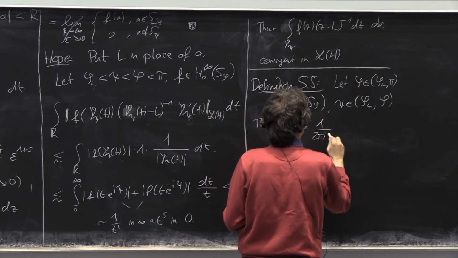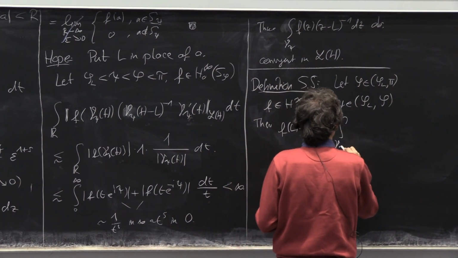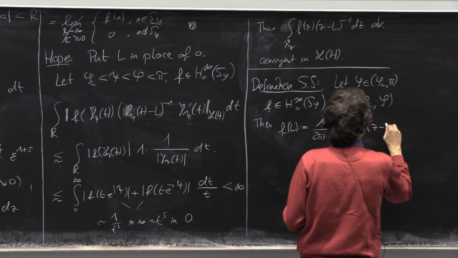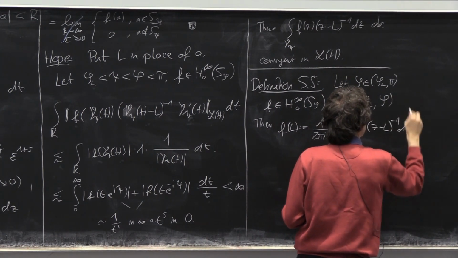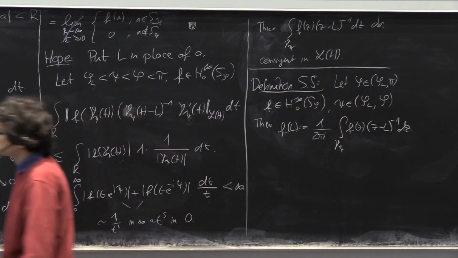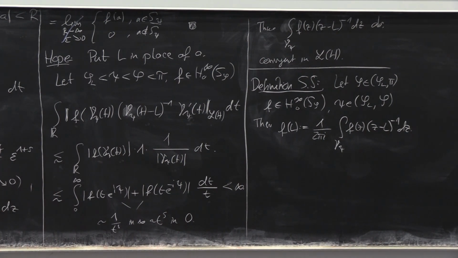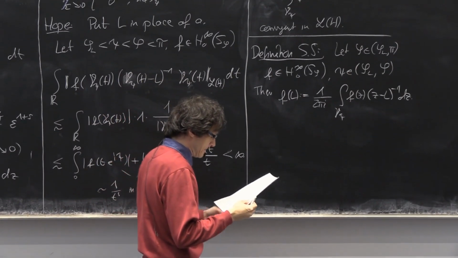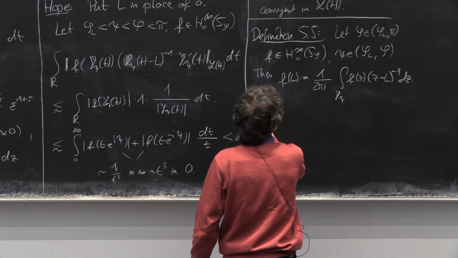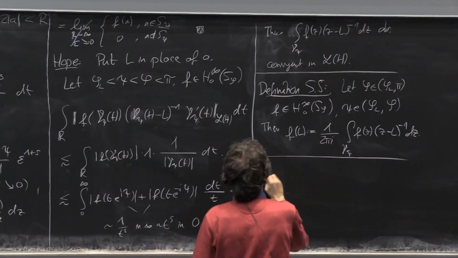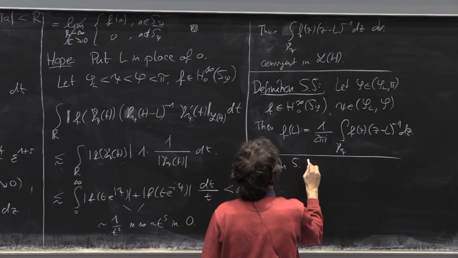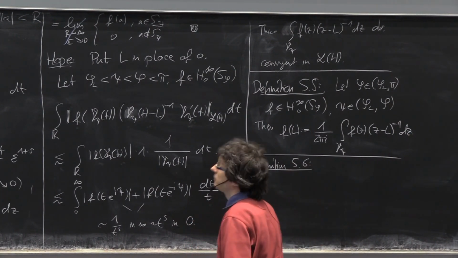So as 1 over 2 pi i integral over gamma psi f of z, z minus L to the minus 1 dz. We know this is an absolutely convergent integral, so it will converge to some operator, and this operator we call f of L. So this means we have defined an f of L for all functions in H0 infinity.